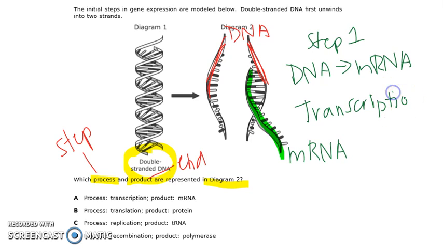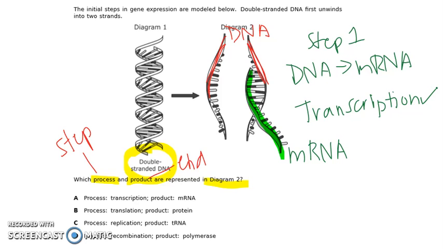This step happens in the nucleus. It's the first step to building our proteins. So using this information, let's go through and look at our answer choices. A, process transcription. Okay, well that matches what we've said.